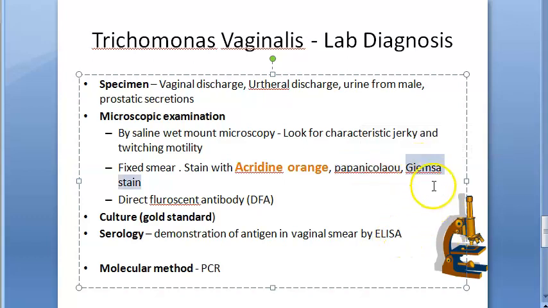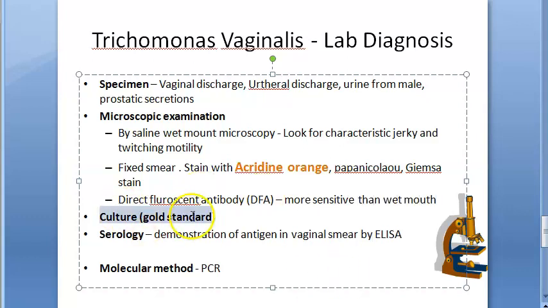Papanicolaou and Giemsa stain. So you can use all these stains. Then you can also do direct fluorescent antibody. Direct fluorescent antibody is another method of detection of the parasite, and it is more sensitive. Okay. This is more sensitive than wet mount.